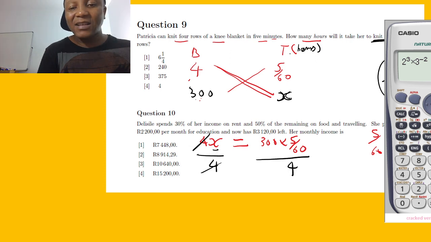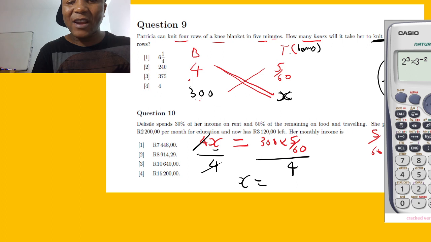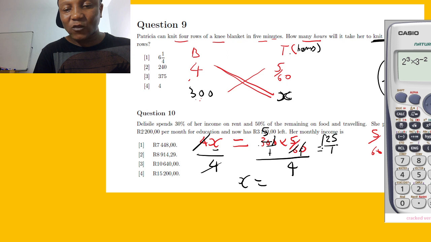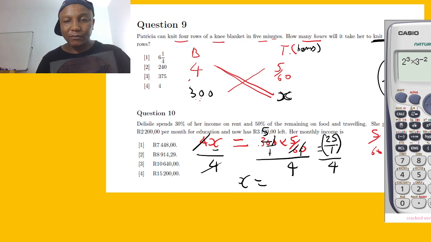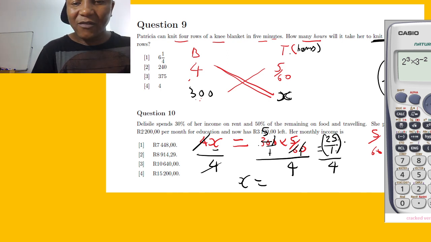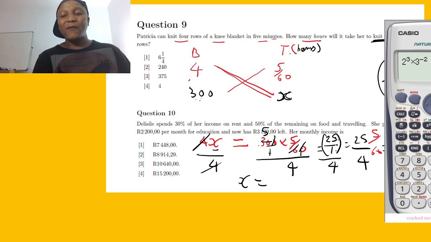This cancels, so the value of x equals... I can plug it in a calculator, or I can just do it normally. 0 and 0 cancel. How many 6 in 30? 5. So 5 times 5 equals 25 over 1, and then over 4. So 25 divided by 1 equals 25 over 4. How many 4 in 25? There are 6, and then we get 1 over 4.